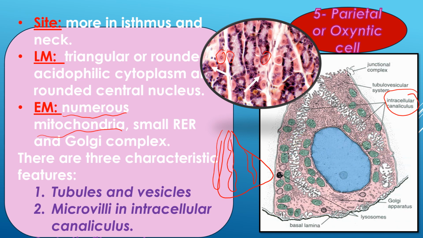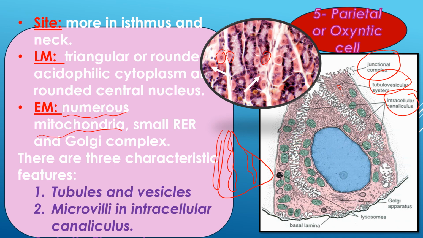We are going to have a vesicular system, small vesicles. Why is this called the tubulovesicular system? In order to provide spaces to increase the surface area for production of HCl. In order to prevent this produced HCl from escaping in between the cells, there is a junction complex. What is a junction complex? It is formed of zonula occludens, zonula adherens, and desmosomes.